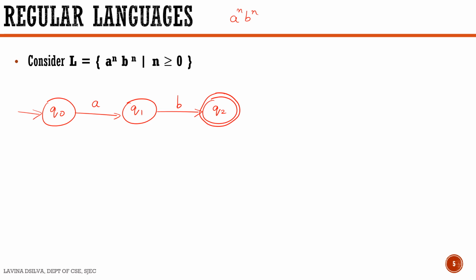So now we need the strings which start with A and end with B. Here I'm just considering the scenario where n is equal to 1. We are not going to consider n equal to 0 for this example. So for this particular state machine, we are going to consider strings with n greater than or equal to 1. Suppose your string starts with B, then we put it into a trap state.